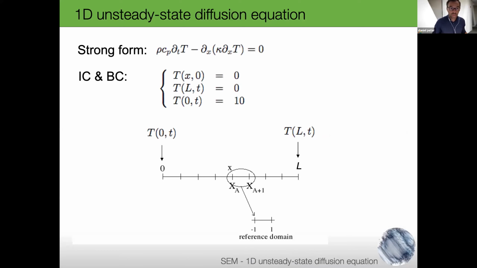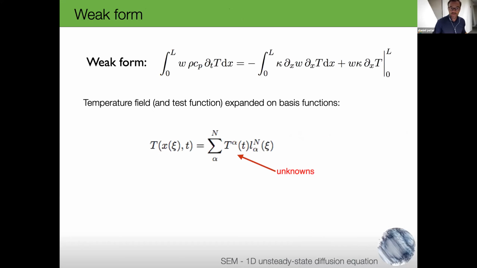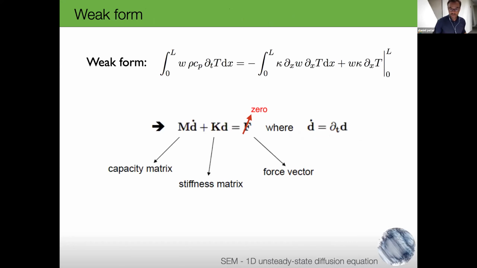So the unsteady state diffusion equation, you have it on top, the strong form with the boundary and the initial condition. So we set out the weak form. We have it here again, together with the function expansions. You see the unknowns, our T alpha, they depend on time. So when we write this down in a matrix form, the system would look something like that.